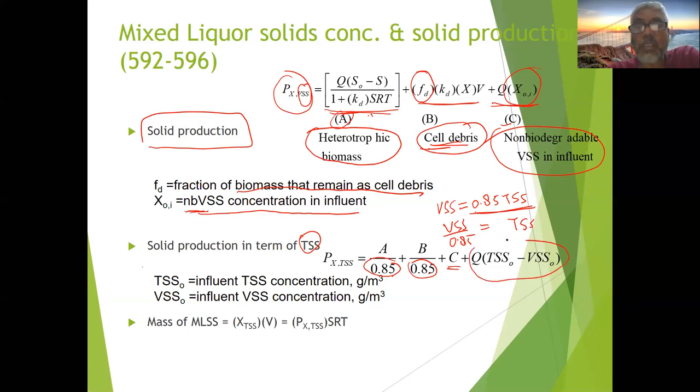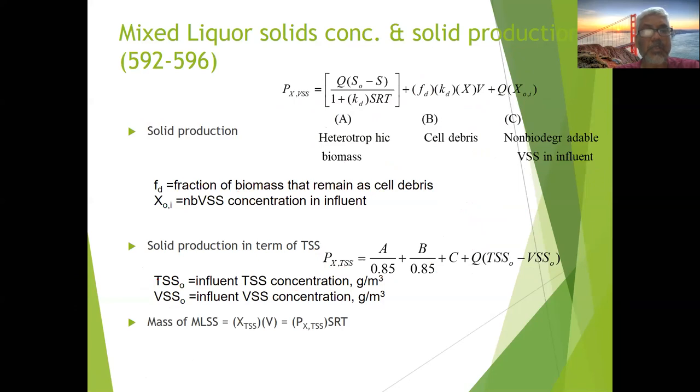But we have to consider one more term: TSS naught minus VSS naught. Whatever is coming in as TSS initially from the front minus the VSS should also be included in sludge production in terms of TSS. So TSS naught is the influent TSS concentration, and VSS naught is the influent VSS concentration. So we can write this equation for solid production in terms of TSS. The previous equation was in terms of VSS.